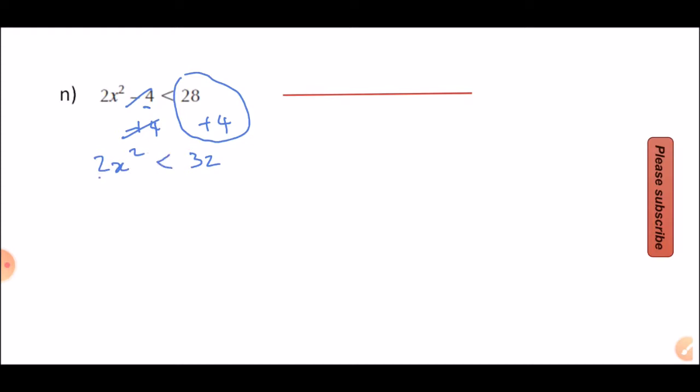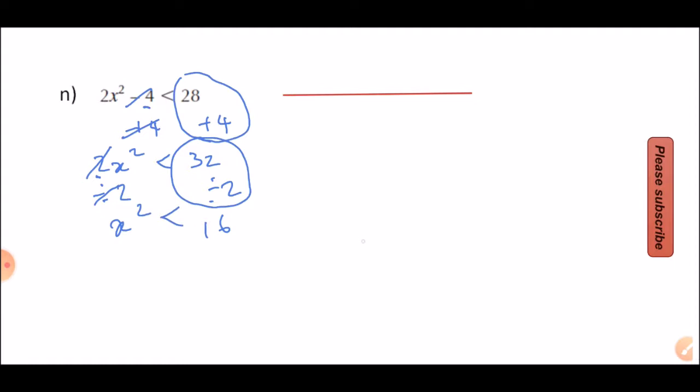Now we have to get rid of this times 2 to get x squared on its own. So we will divide both sides by 2. Now on the left hand side, the times 2 and the divide 2 cancel out, leaving just x squared. On the right hand side, 32 divided by 2 is 16, and we just copy the sign down.